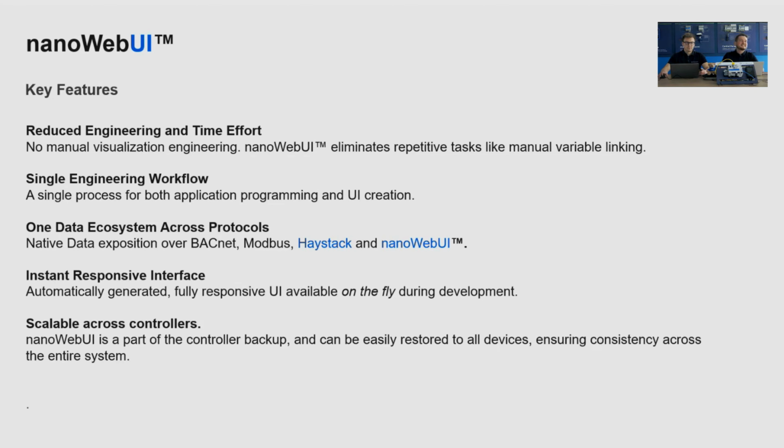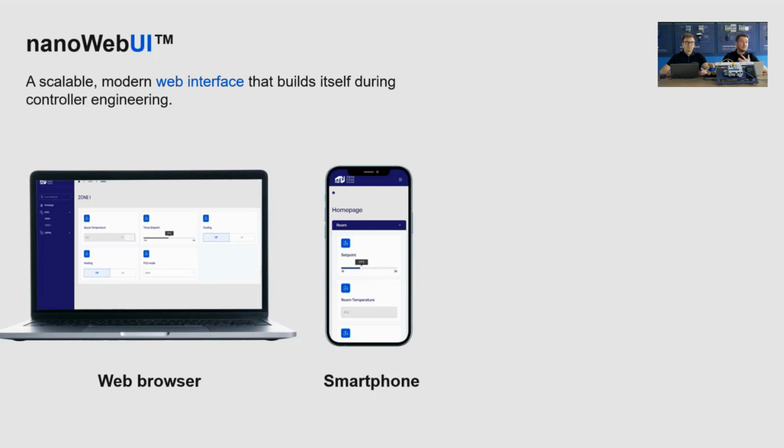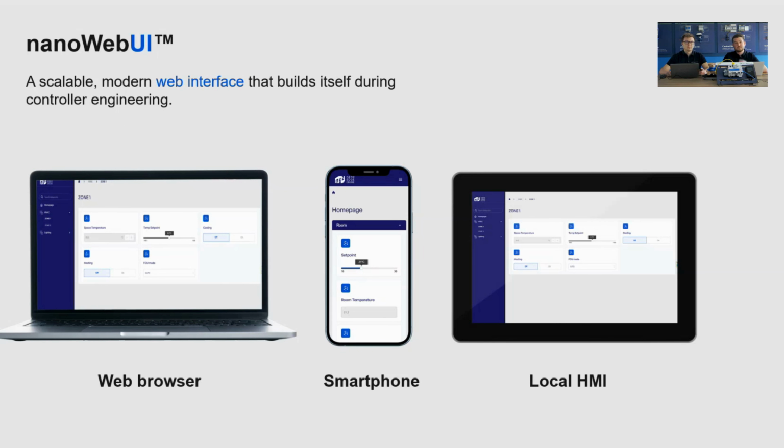And last but not least, it's scalable across all nanoEdge engine controllers. The nanoWebUI is part of the controller backup. It can be easily restored to all devices, and what's most important, it ensures consistency across the entire building management system. It's scalable and can be opened just by the web browser, on your mobile phone, and as part of our local HMI while connected directly to a controller in the control cabinet.